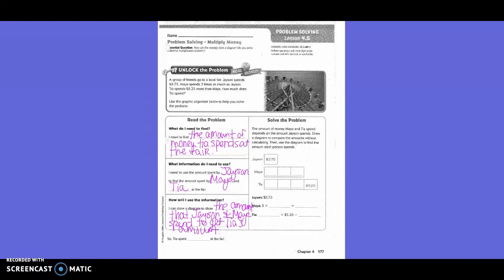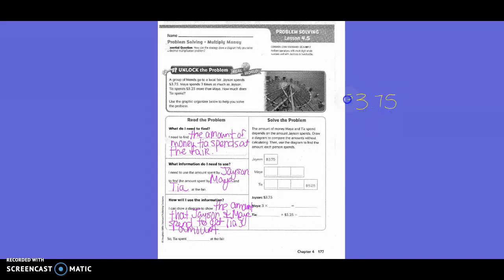Solve the problem. The amount of money Maya and Tia spend depends on the amount Jason spends. Draw a diagram to compare the amounts without calculating. Then use the diagram to find the amount each person spends. So Jason spent $3.75. So Maya spends how many more? 3 times as much.